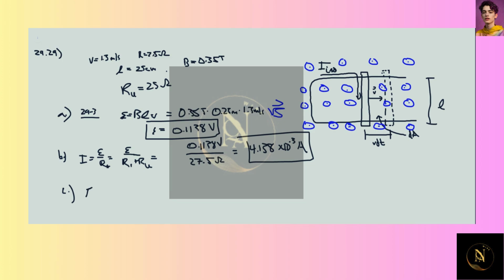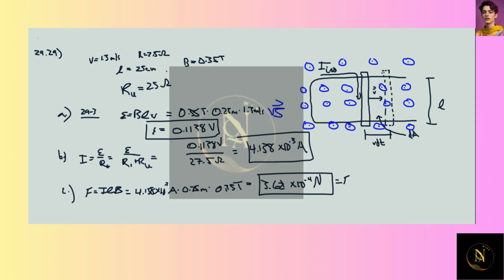What that is, is given by ILB, which needs to be of equal magnitude. This is the force to the left, so we need an equal external force to the right. This is 4.138 times 10 to the negative 3 amps times 0.25 meters times 0.35 Tesla. So this is a force of 3.621 times 10 to the negative 4 newtons. And this is what our F external needs to be to keep it moving constantly.